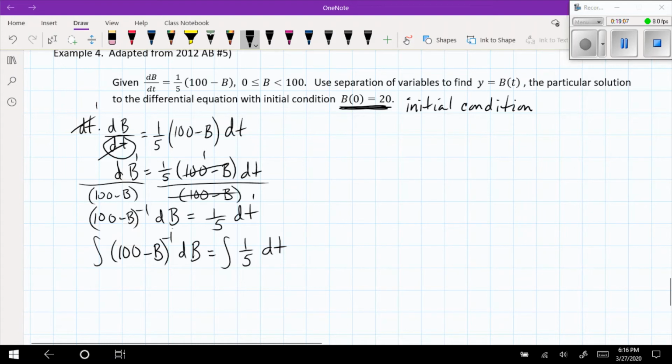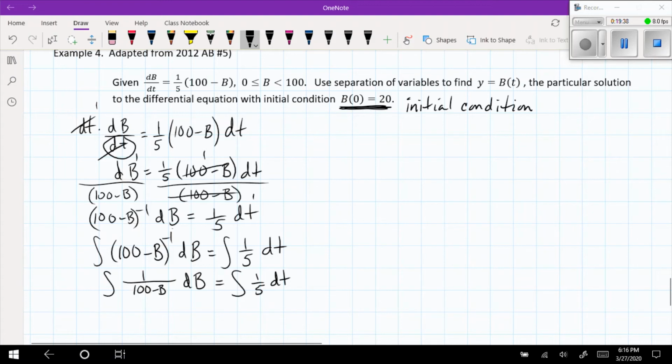I think I'll be better off looking at this if I consider this the integral of 1/(100 minus b) dB is equal to the integral of 1/5 dt. Now that whole conversation I just had with you about trying to integrate something to the negative 1, I've had that conversation before in the past, and so has everybody else. That is the only time when your power rule won't work, and that's where natural logs come into play.